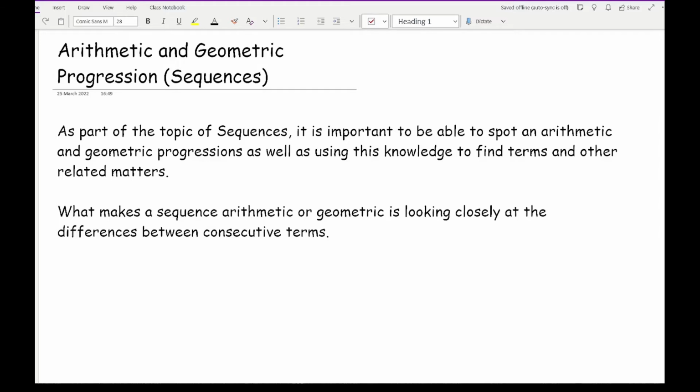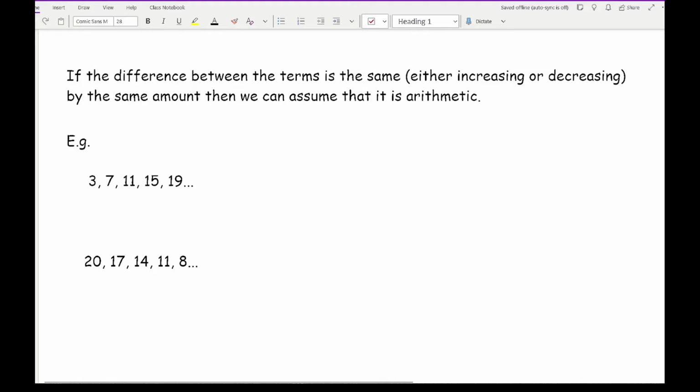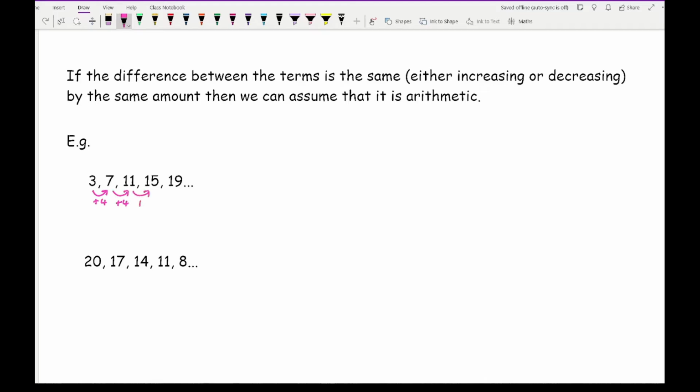Now, what makes a sequence arithmetic or geometric is looking closely at the difference between consecutive terms. If the difference between terms is the same, either increasing or decreasing by the same amount, then we can assume that it is arithmetic. So for example, in this sequence here, if I look at the first term, I'm adding 4 to get the next term, then adding 4, then adding 4, and then adding 4.